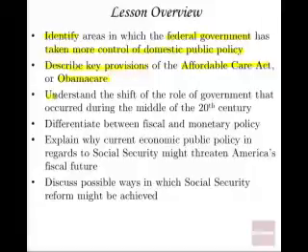We're going to understand the shift of the role of government that occurred during the middle of the 20th century. We're going to differentiate between fiscal and monetary policy. We're going to explain why current economic public policy in regards to Social Security might threaten America's fiscal future. And finally, we're going to discuss possible ways in which Social Security reform might be achieved.